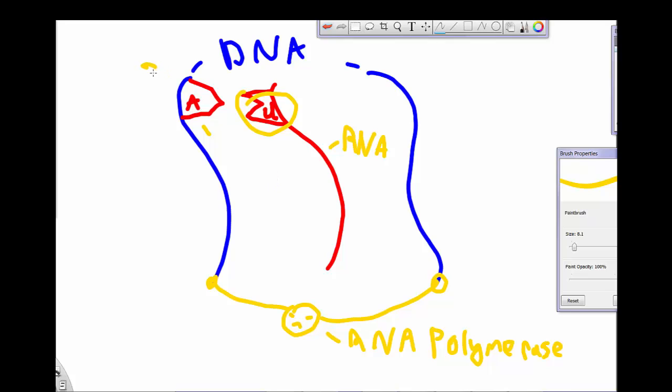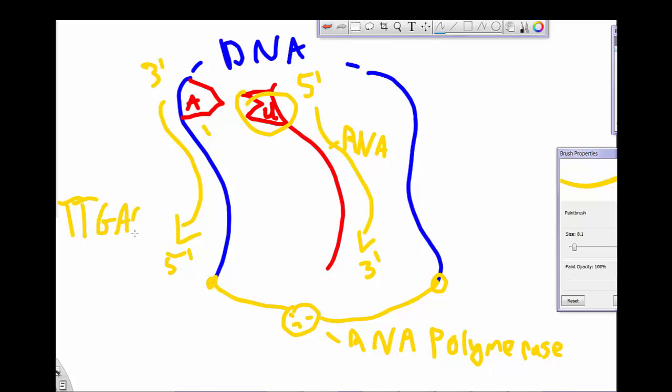The DNA is read from the 3' to the 5' end, but the RNA is created in the opposite direction, from the 5' to the 3'. The RNA polymerase knows where to stop reading the DNA due to a stop codon, which tells it to stop reading. A common one is TTGACA. A stop codon is a series of 3 nucleotides which codes for a specific amino acid.